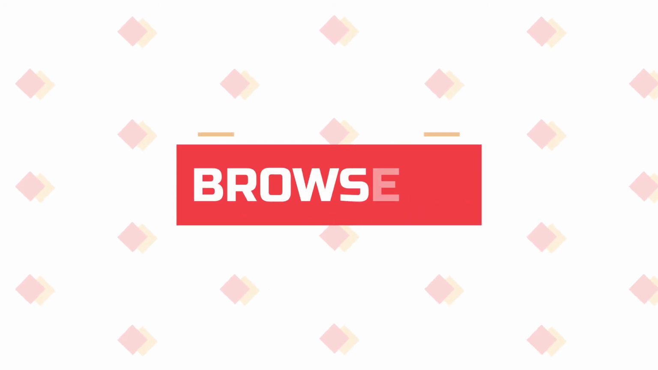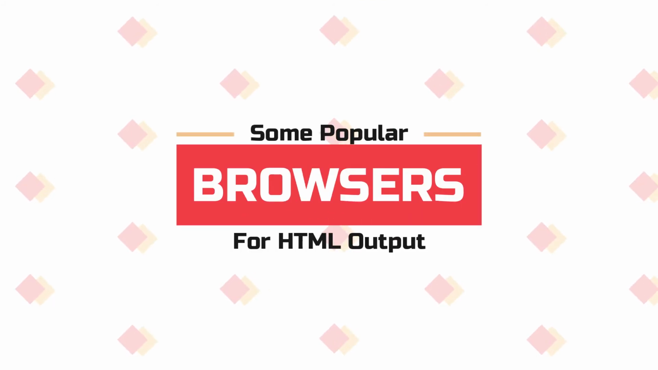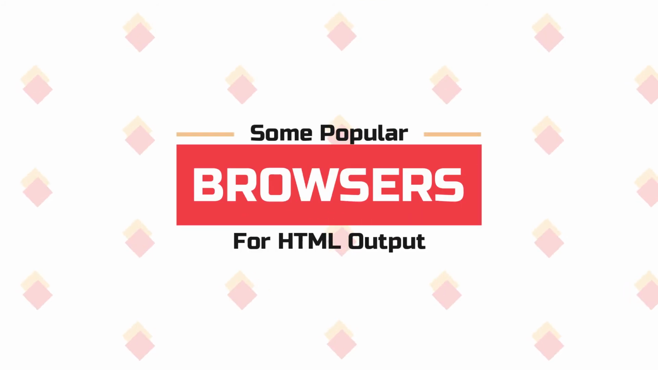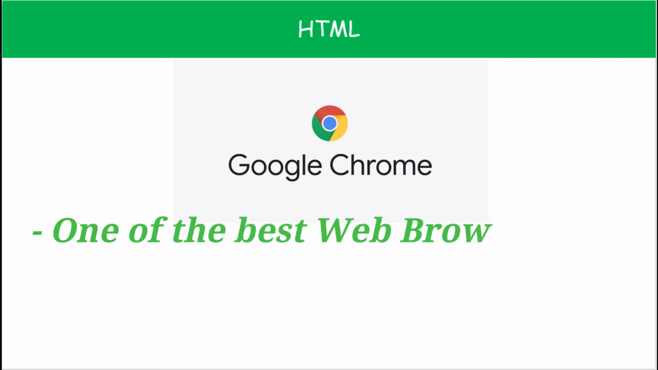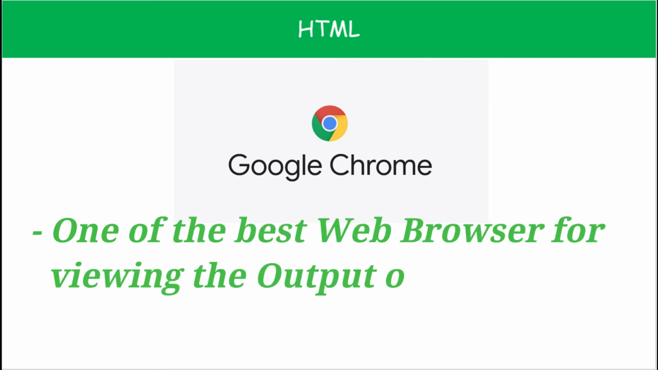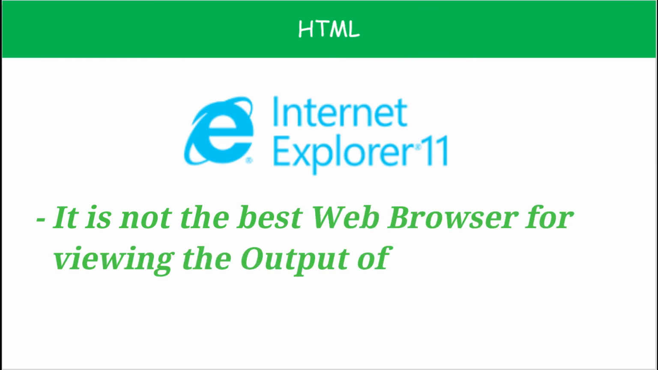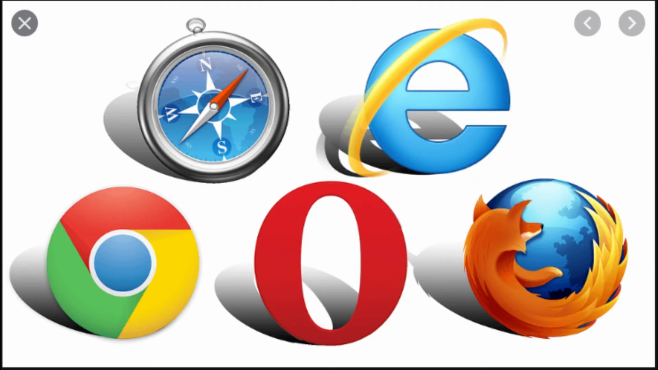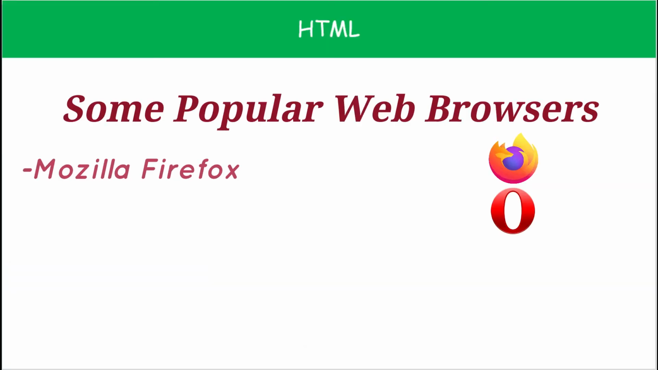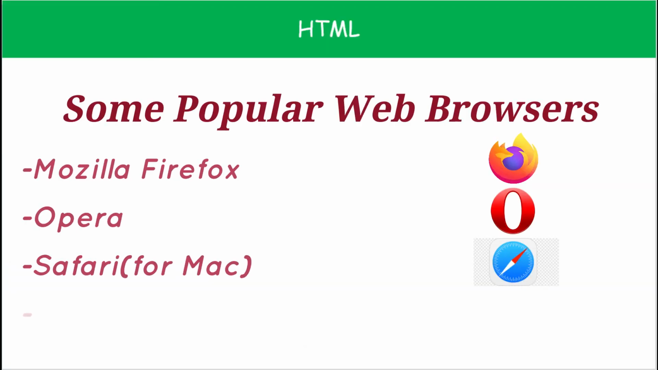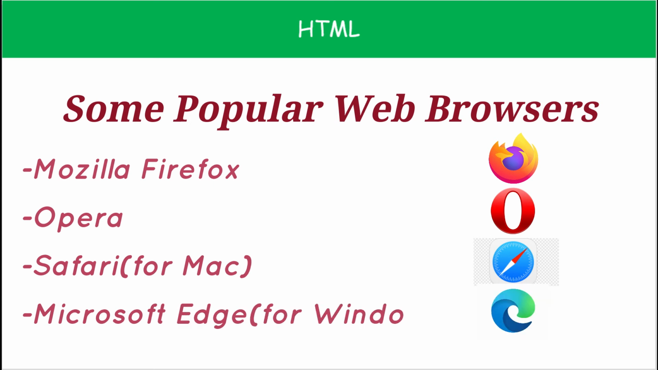Now let's see which browsers are the best for viewing the output of HTML. Many people believe Google Chrome is the best web browser for viewing the output, and Internet Explorer the least. There are even some other web browsers you can use: Mozilla Firefox, Opera, Safari for Mac, Edge for Windows, and many more.